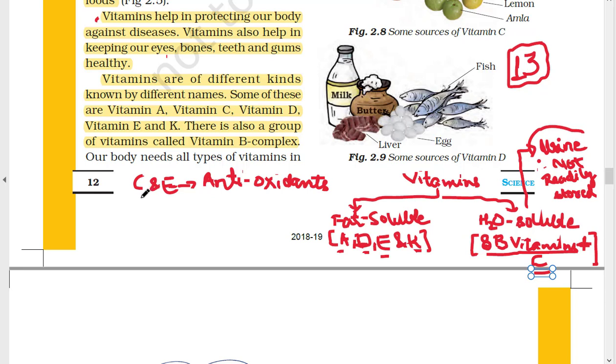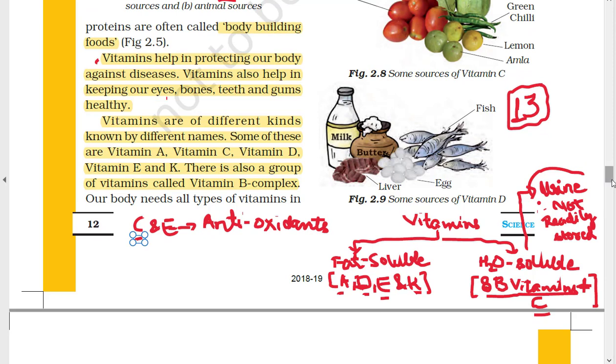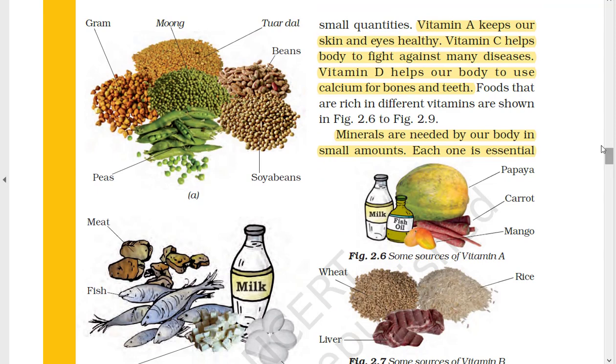So let us see the functions of some vitamins. Vitamin C and E are very good antioxidants. And we know that antioxidants help in keeping our skin healthy. So this was all which is written in this paragraph, different kinds of vitamins. A, D, E and K are the fat soluble, and vitamin B complex and C are the water soluble vitamins. And vitamin A keeps our skin and eyes healthy. So you have to remember this, it is very important. Vitamin A का काम क्या है? हमारे skin और eyes को healthy रखना.